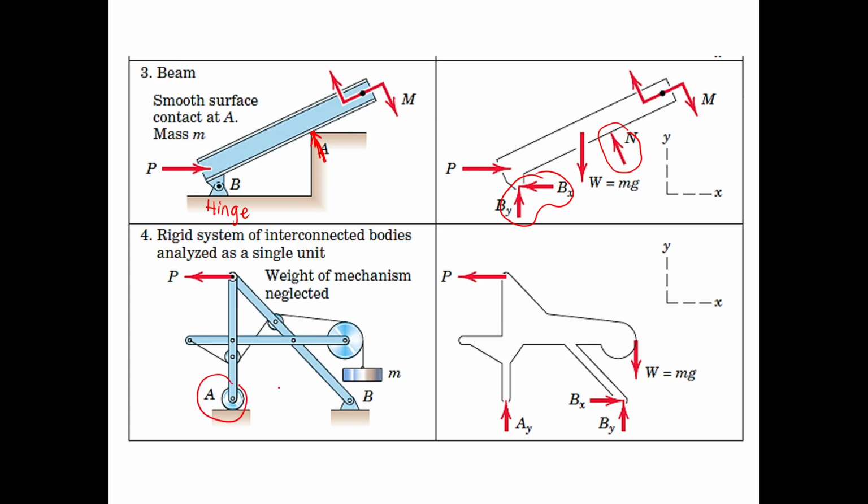So roller here, then hinge. Notice that for roller, one vertical load. For hinge, that will be horizontal and vertical.